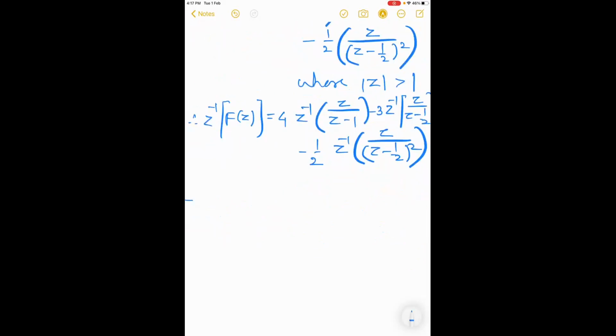So the left hand side is of course f of k. Inverse transform of Z is f of k. For the right hand side, please see the formula. What is Z upon Z minus a? Formula for the inverse transform. What do you write for the first term?